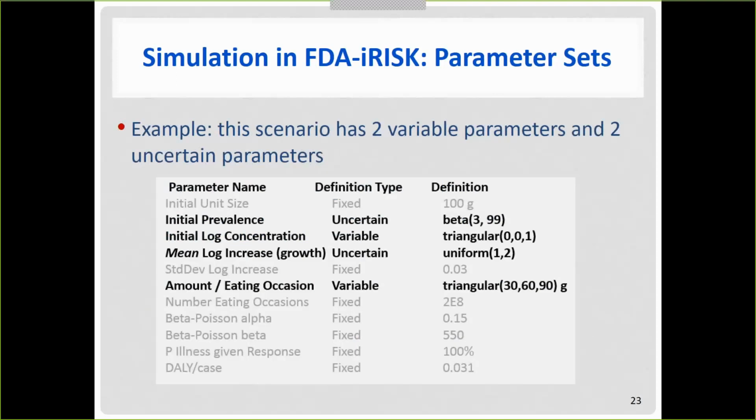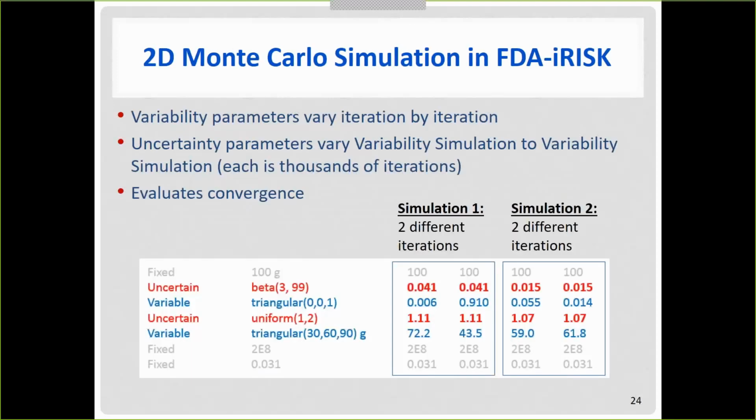The scenario has 2 variable parameters and 2 uncertain parameters. For simplicity, we use a fixed value to define all the other parameters. I'd like to draw your attention to the variable parameter initial log concentration, which is defined by the distribution triangular 0, 0, 1, and the uncertain parameter uniform 1, 2, and show some numerical details about how the parameters change.